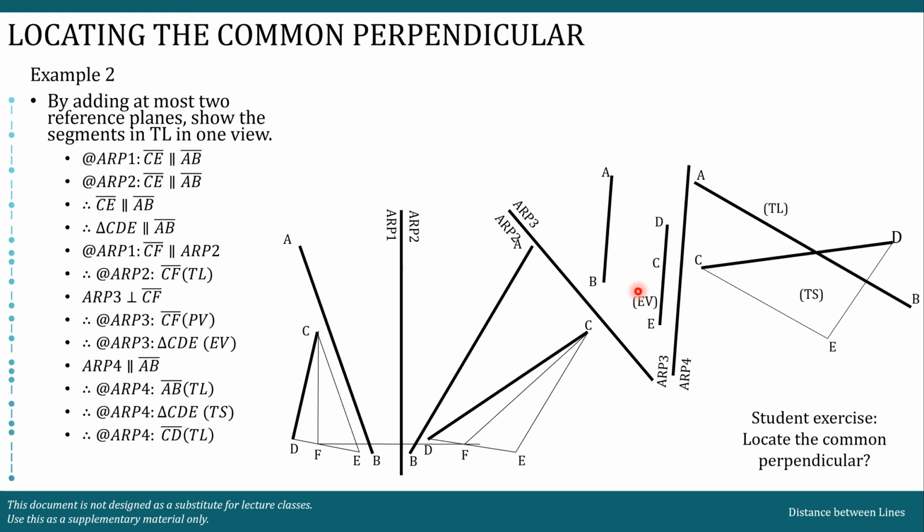What else? Thank you for that attempt. Okay, that's a good question. Its intersection, okay. That's the correct answer. The question now is, why? Why is the intersection the common perpendicular?